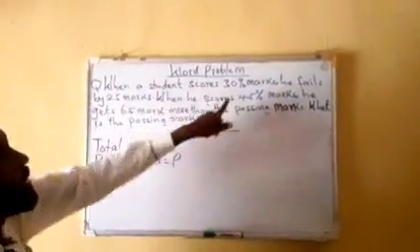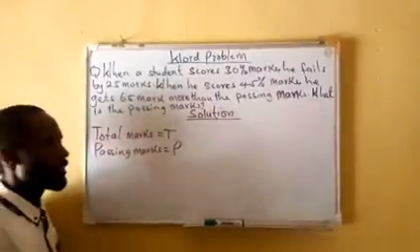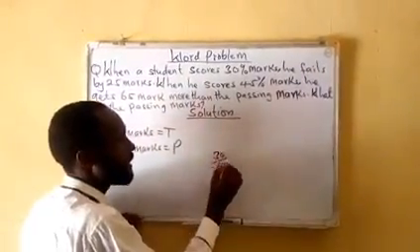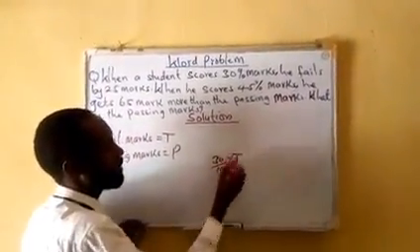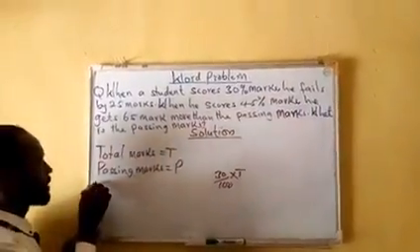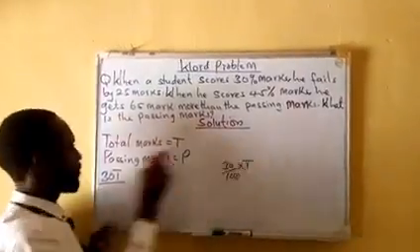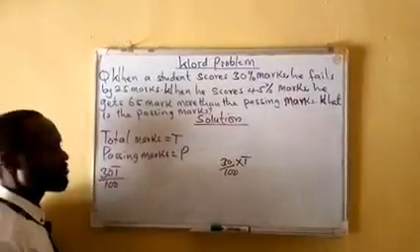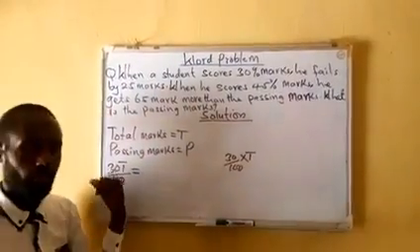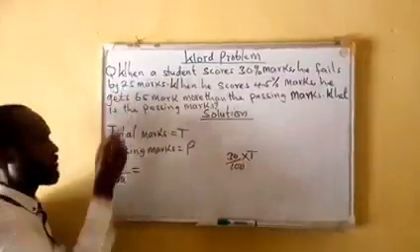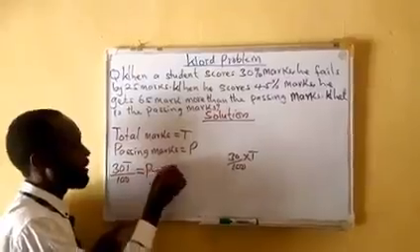When a student scores 30% marks, meaning when he scores 30% of the total marks, it means 30 over 100 times the total mark, meaning 30 times T. So we now write 30T over 100. He will get 25 marks less than the passing mark, because he will fail by 25 marks. So he will get the passing mark minus 25.